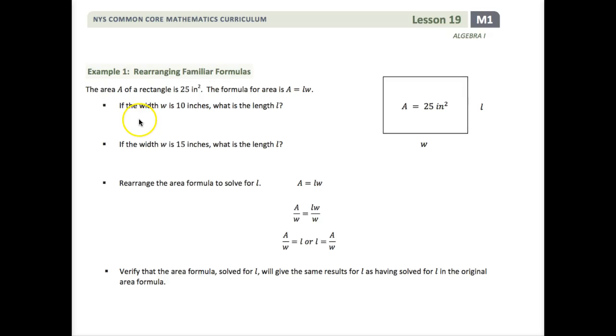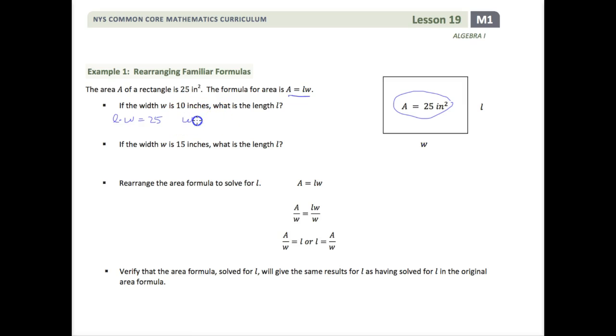Student page 105. Rearranging familiar formulas. So a familiar formula is area equals length times width. And we're given the area of the rectangle is 25 inches. So that means L times W is equal to 25. It says if the width is 10, what is the length?